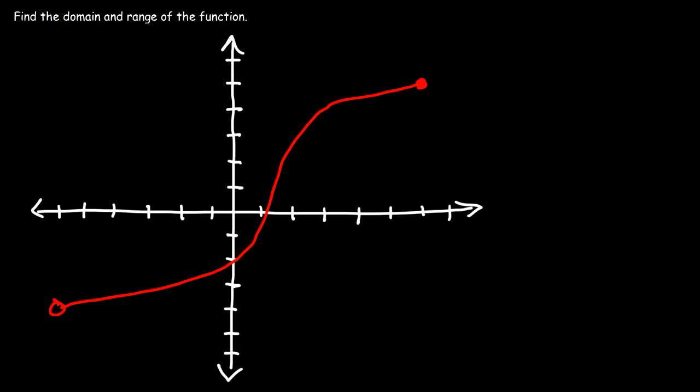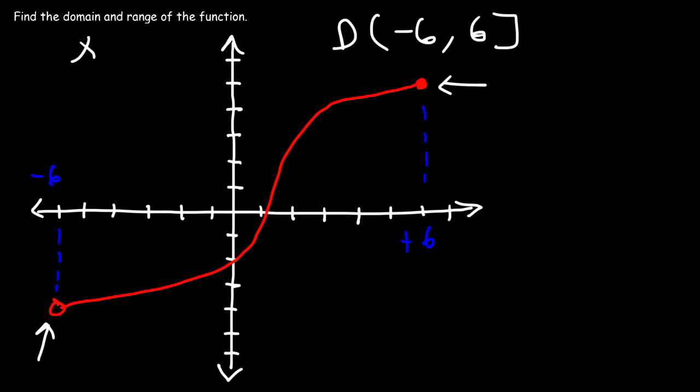Now go ahead and try that example. Find the domain and range of the function. So let's start with the x values. The lowest x value is at -6. And the highest, we could see, is +6. Now notice that we have an open circle at -6, so -6 is not included. So I'm going to use the parentheses for that. So it's going to be -6 to 6. But here we have a closed circle, so that's going to be associated with a bracket. And so that's the domain for this particular function.